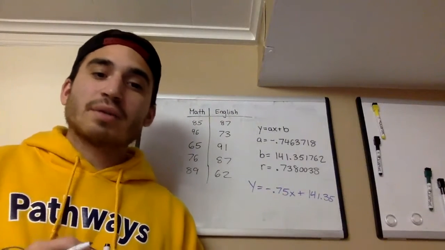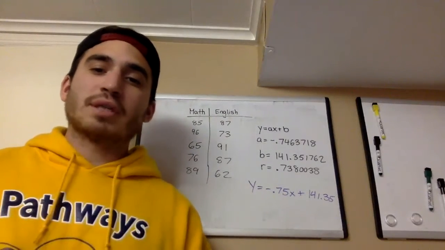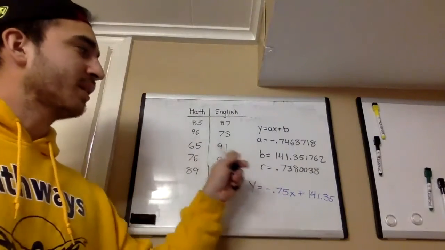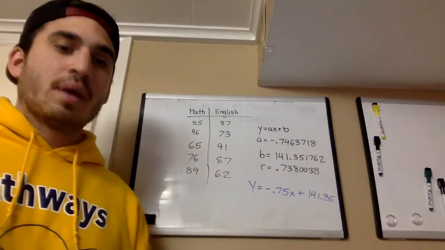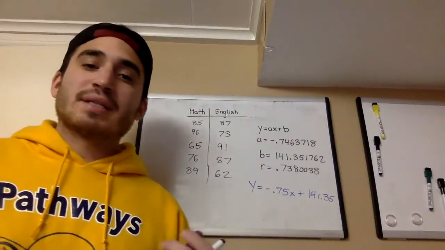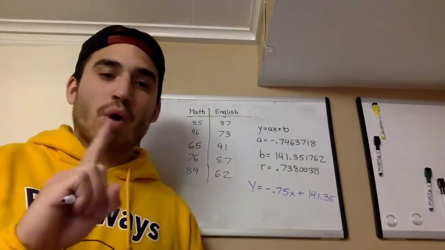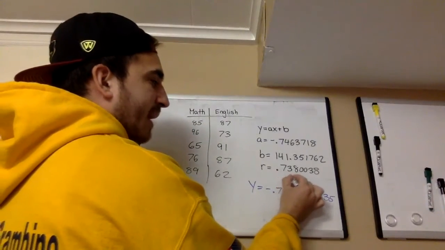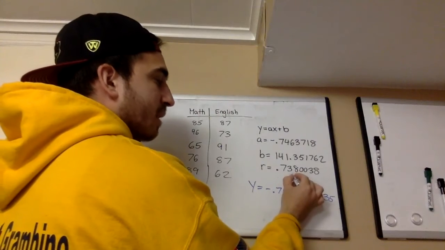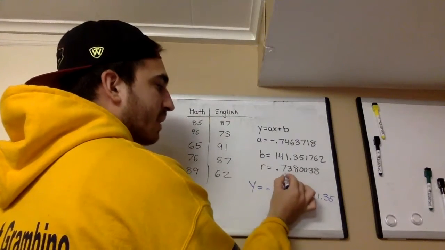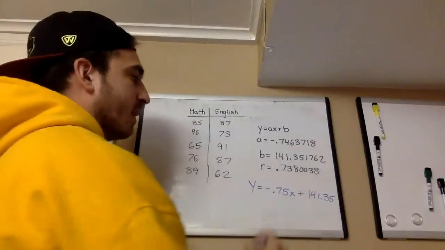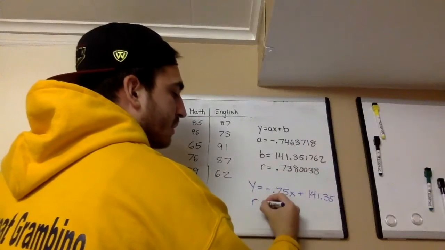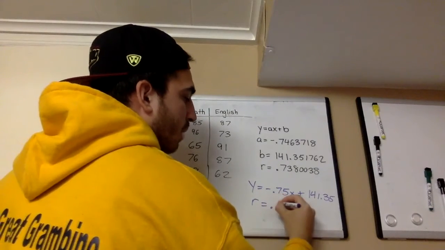The second thing they're going to ask you is to state your correlation coefficient. That is your R value. Let's now round to the nearest tenth. Tenth means 1 decimal place. So I go to my 1 decimal place, I look at my next one. Since this number is less than 5, that means I do not change my 7. So my correlation coefficient is going to be R equals 0.7.